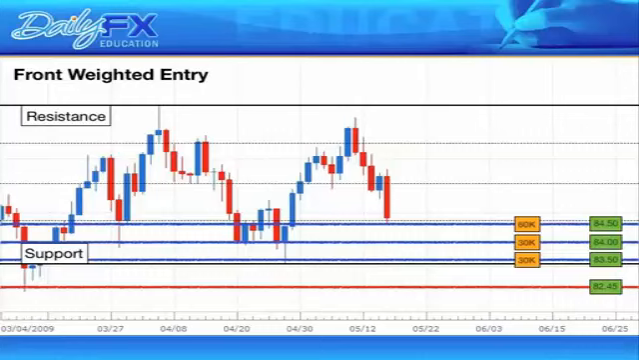Because a larger portion of our net position is opened earlier in the move, this means our average entry price is a bit higher than it was with the equal weighted entry. Thus our potential loss, if we get stopped out, will be a bit worse in dollar terms.